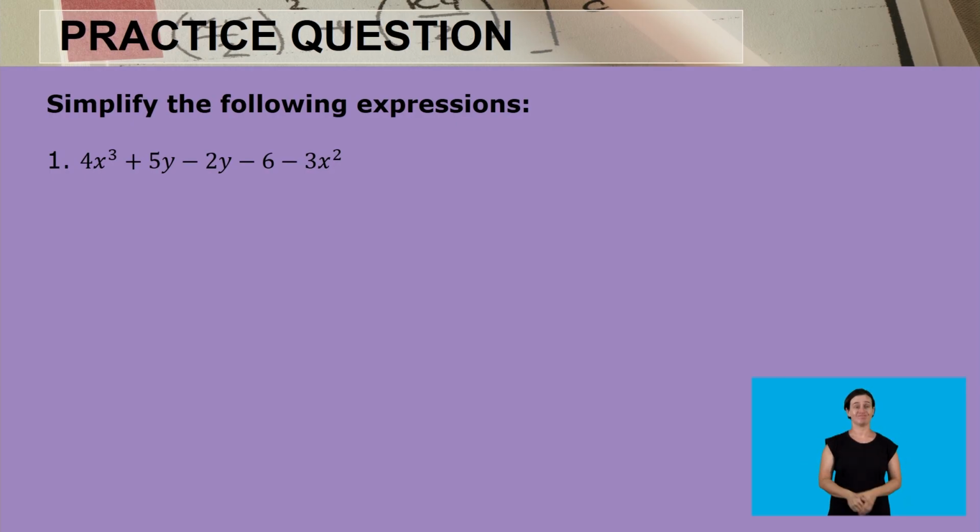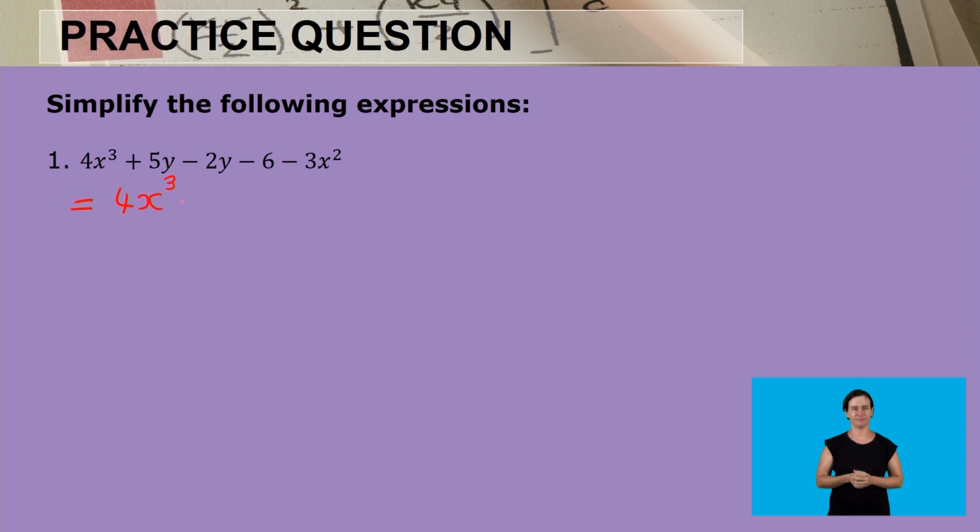Now we have been given there 4x cubed plus a 5y minus 2y minus 6 minus 3. So how can we simplify this expression? Well, firstly, we need to identify the like terms. We can put the like terms together and maybe that will make it easier for us to simplify this expression. So we have a 4x cubed, and when we are looking at the whole expression there, we do not have any like term to that.